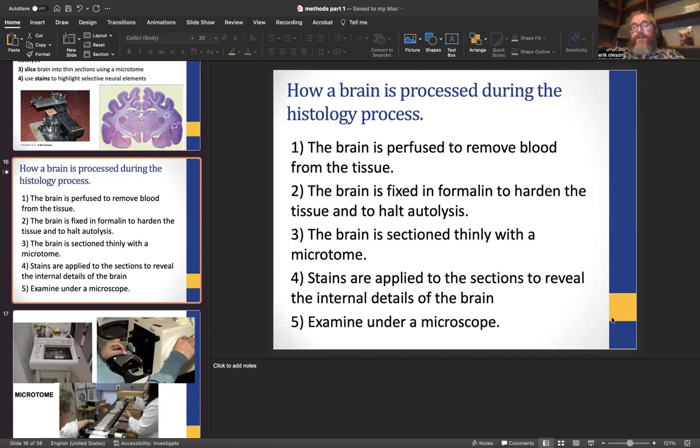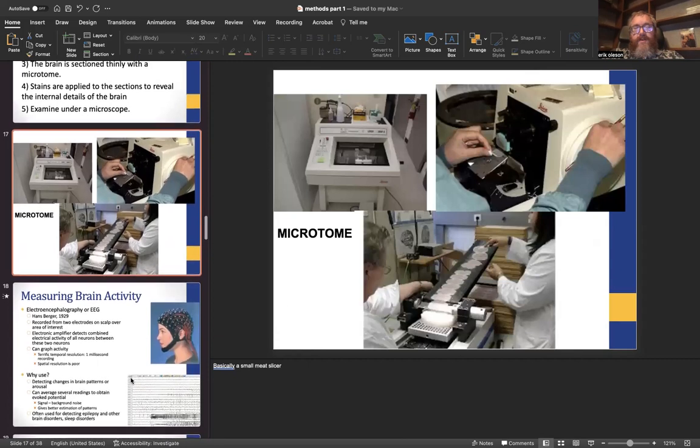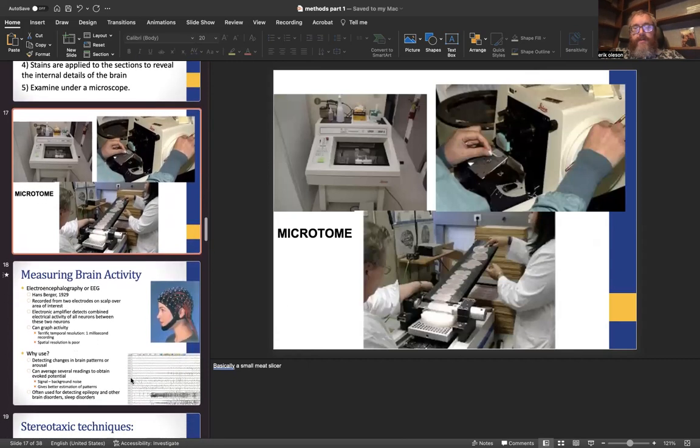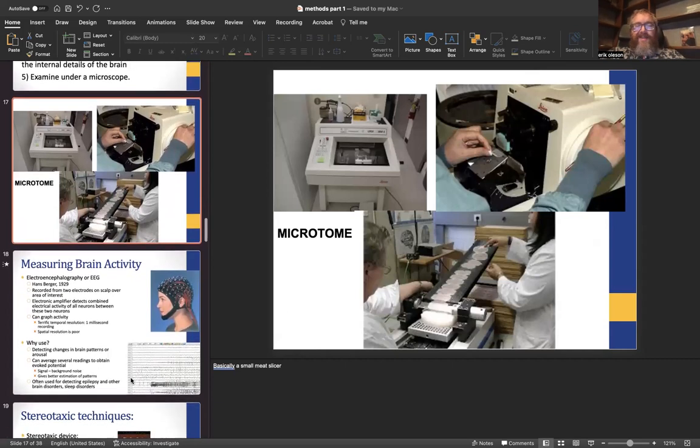The brain is then sectioned with a microtome. This, essentially, is a deli slicer. Stains are applied to the sections to reveal the internal details of the brain, and the sections are then looked at under a microscope. Here are various microtomes. Some look more like a deli slicer than others, but at this basic level, that's what they are. They're essentially fancy deli slicers.